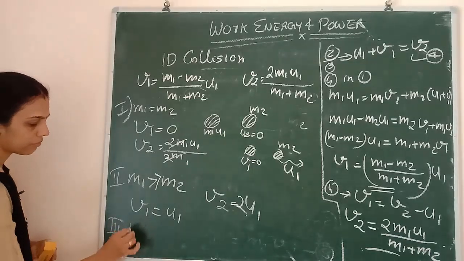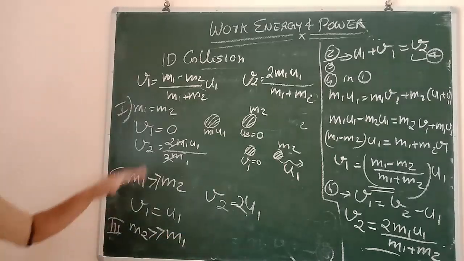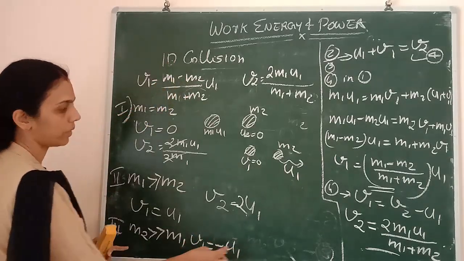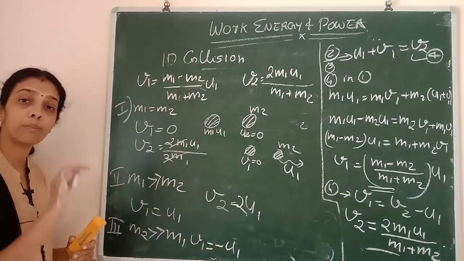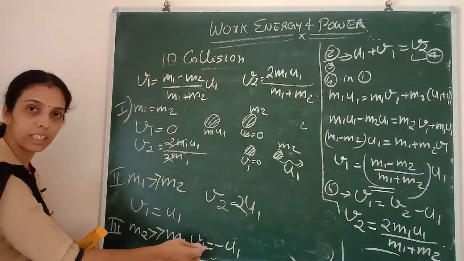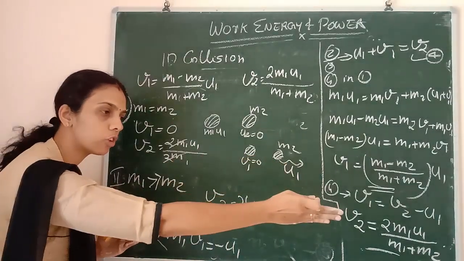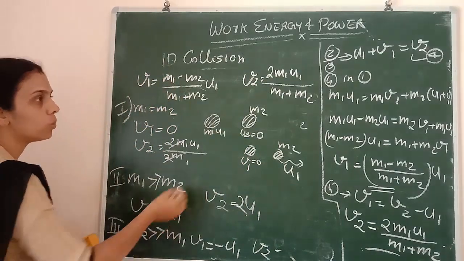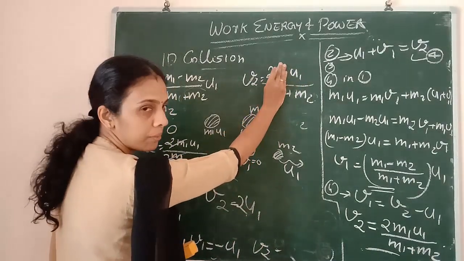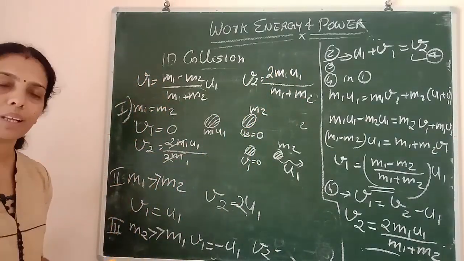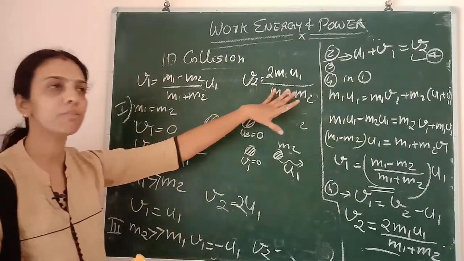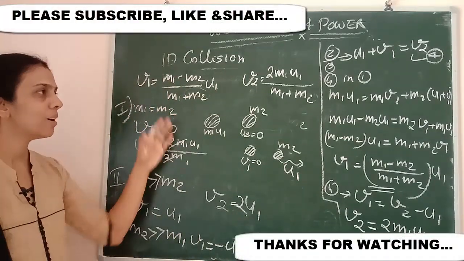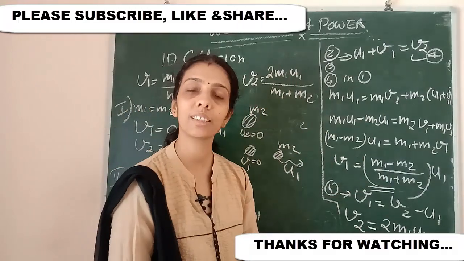Next is the third case. If m2 is very much greater than m1, what will happen? We can neglect m1. v1 will become equal to minus u1. That is, the object comes back with the same velocity. So if it is going at 4 meters per second, it will come back with minus 4 meters per second. Okay, so what will v2 be here? We consider m2, and m1 gets cancelled, so no need of considering m1. So 2u1 divided by m2 will be the velocity of m2. And since m2 is a very large quantity, v2 will be nearly equal to 0. So that is how we do one-dimensional collisions and their interpretation.